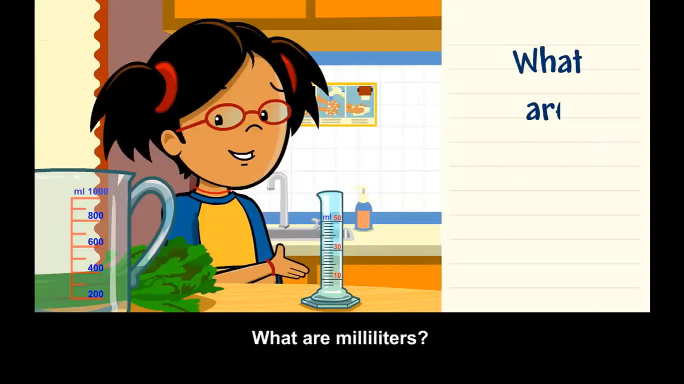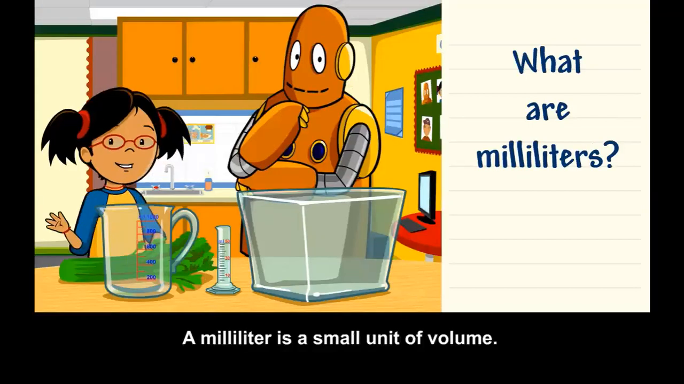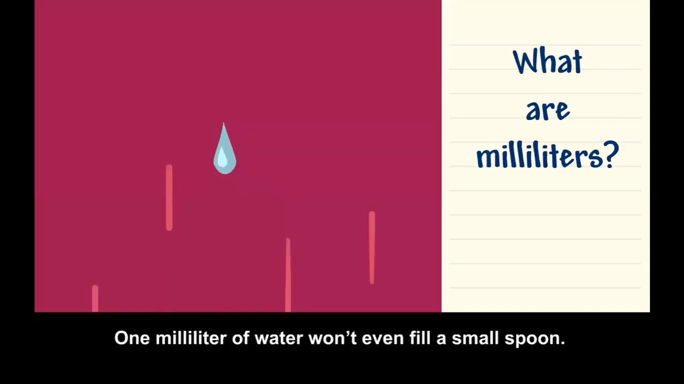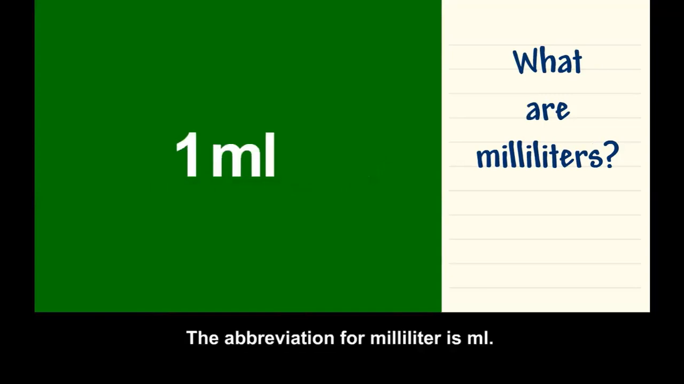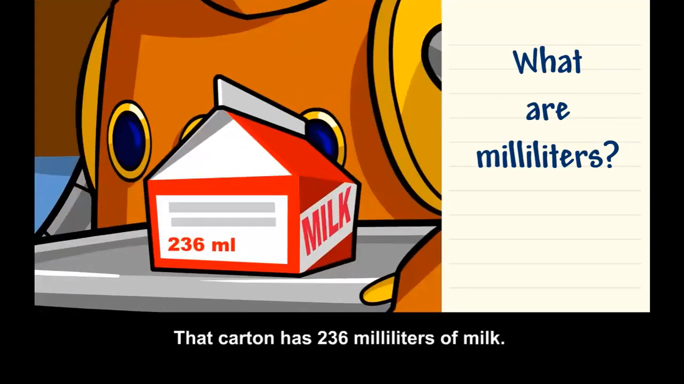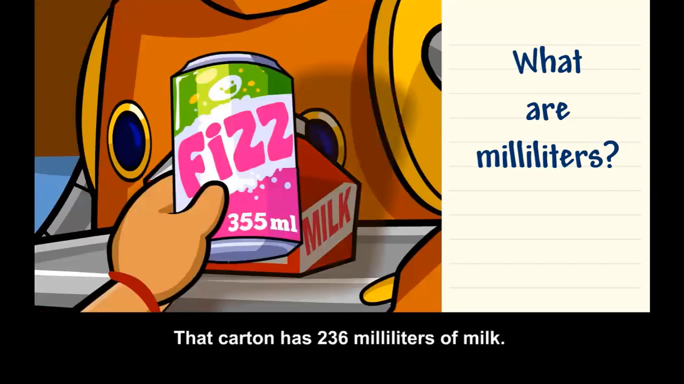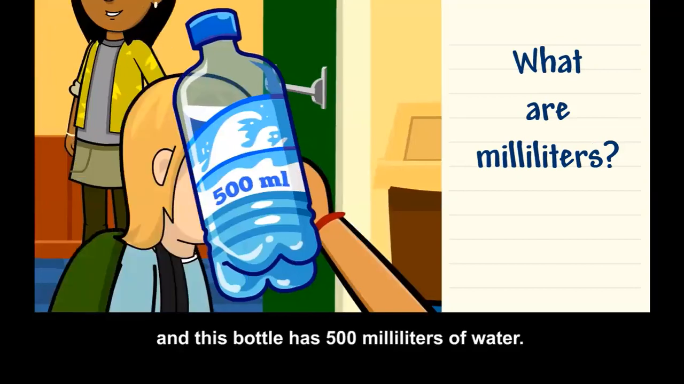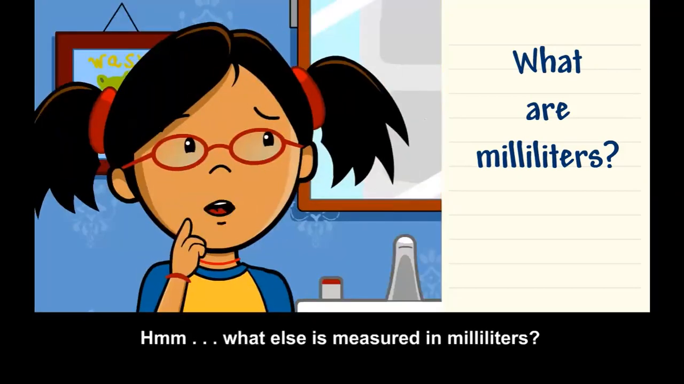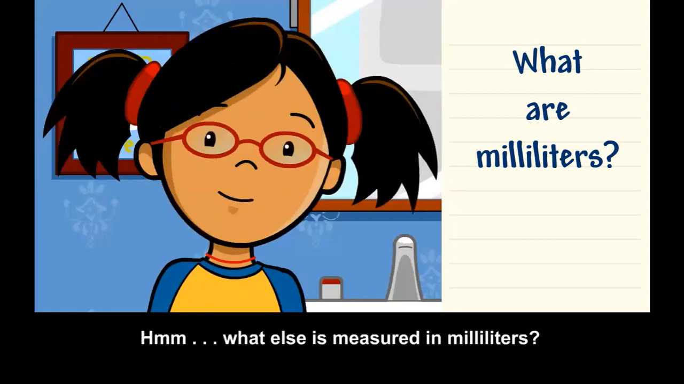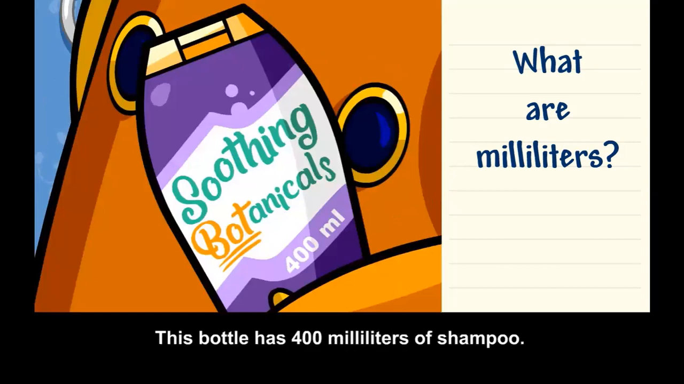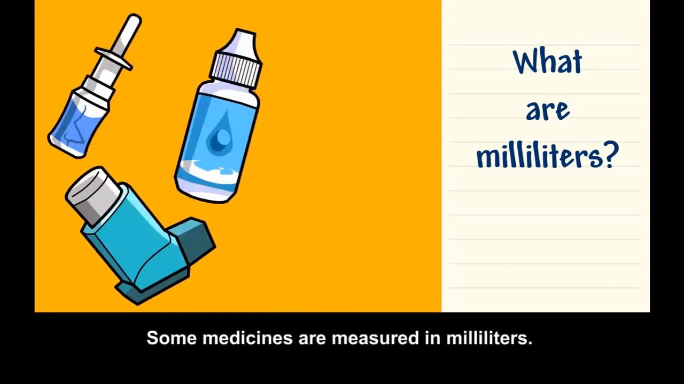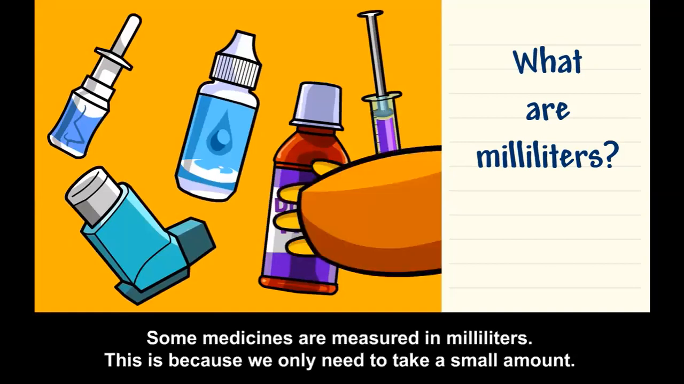What are milliliters? A milliliter is a small unit of volume. 1 milliliter of water won't even fill a small spoon. The abbreviation for milliliter is ml. That carton has 236 milliliters of milk. This can has 355 milliliters of soda. And this bottle has 500 milliliters of water. What else is measured in milliliters? Oh, right. This bottle has 400 milliliters of shampoo. Some medicines are measured in milliliters. This is because we only need to take a small amount.